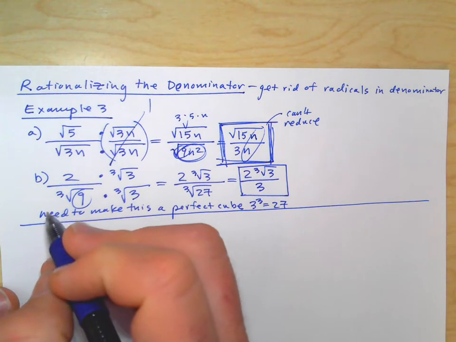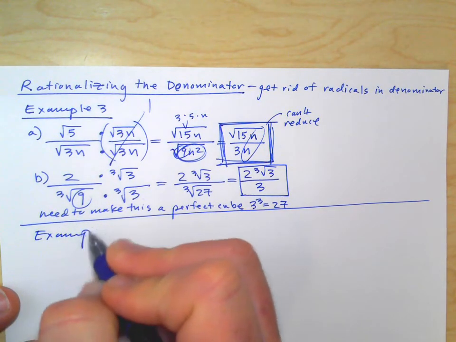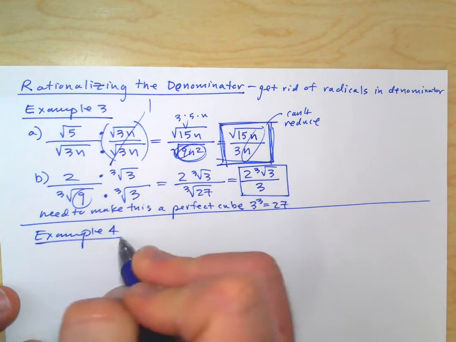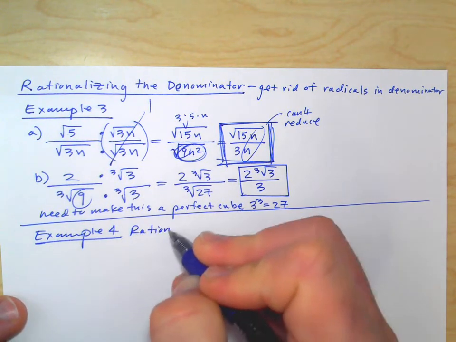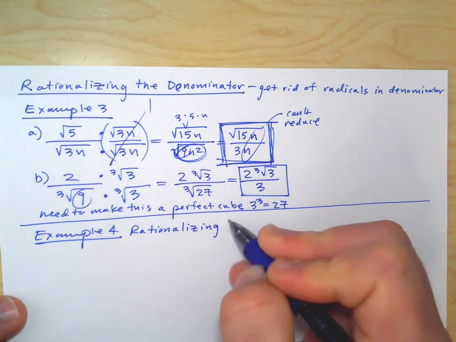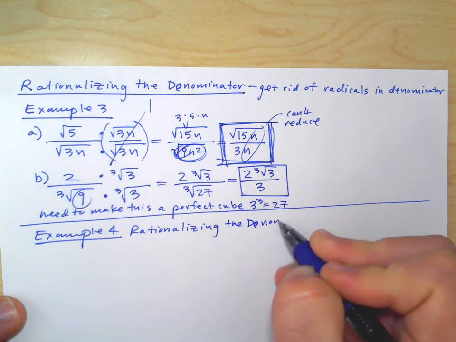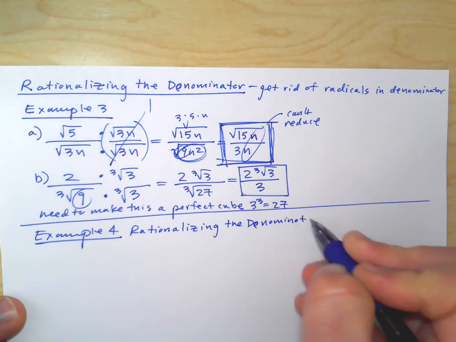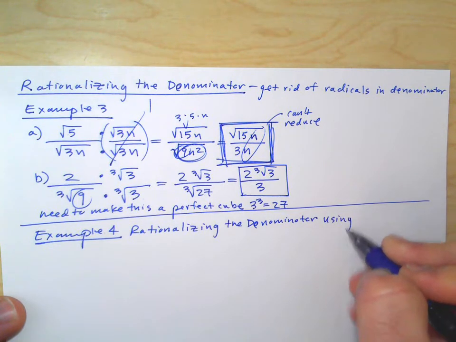Now, there's a tougher situation. Same idea, but a little more complicated. So this is called rationalizing the denominator, and this time it's called using conjugates.